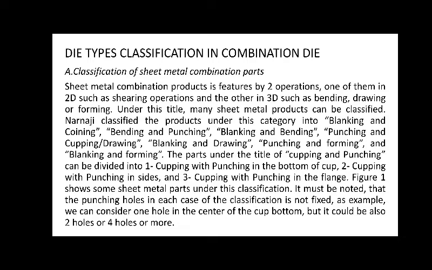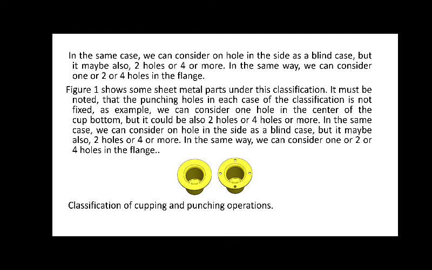It must be noted that the punching holes in each case of the classification are not fixed. As an example, we can consider one hole in the center of the cup bottom, but it could also be 2 holes or 4 holes or more. In the same case, we can consider one hole in the side as a blind case, but it may also be 2 holes or 4 or more. In the same way, we consider 1 or 2 or 4 holes in the flange.